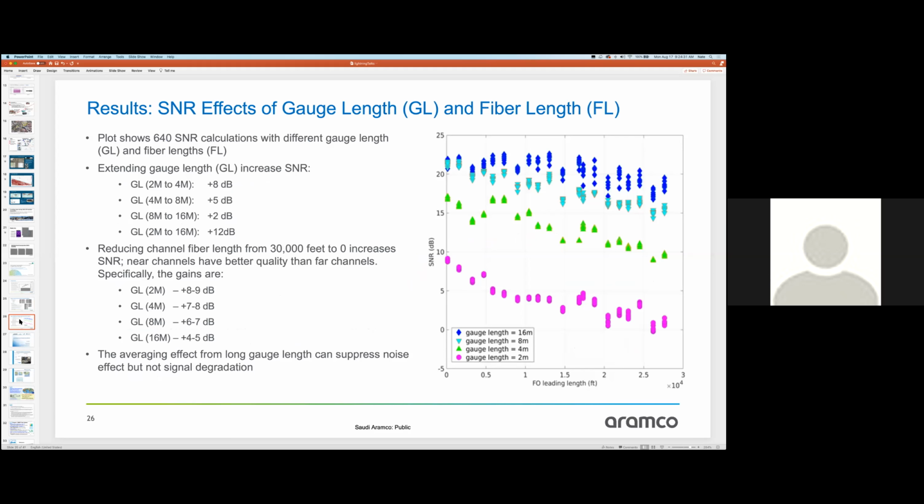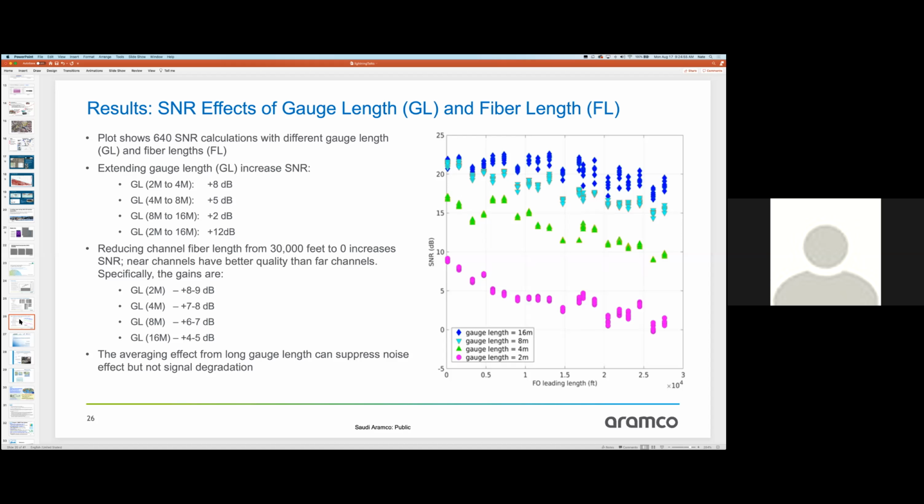So here are the main results and take-home messages. First, the signal-noise ratio will increase with increasing gauge length as expected, giving about 8 decibels from 2 meters to 4 meters, but the gain will decrease towards larger gauge lengths before it saturates, which is consistent with a paper published by Dean et al.